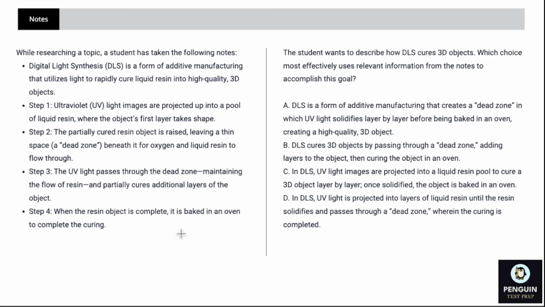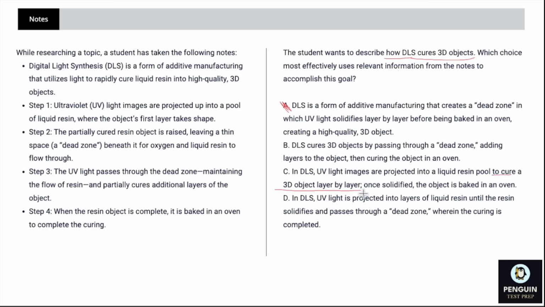And let's take a look at this question and see why. So this one says, the student wants to describe how DLS cures 3D objects. All right, so we're going to do the same thing. We're going to start eliminating. A says, DLS is a form of manufacturing, which I don't see any mention of curing. So A is out. B, DLS cures objects by passing through a dead zone. That says how it cures objects, so I'm keeping B. C, in DLS, this stuff happens to cure a 3D object layer by layer.